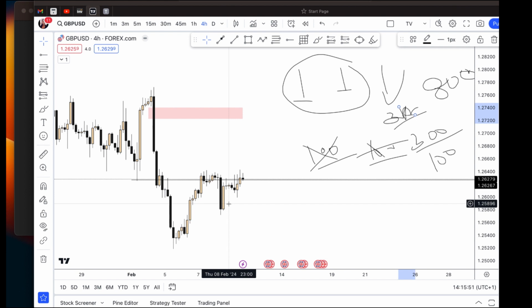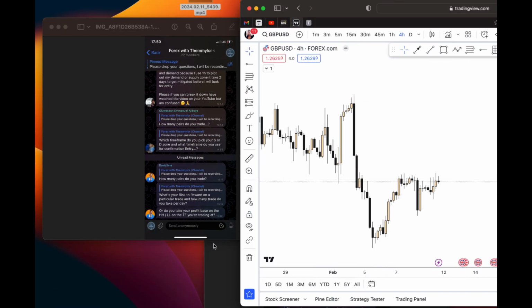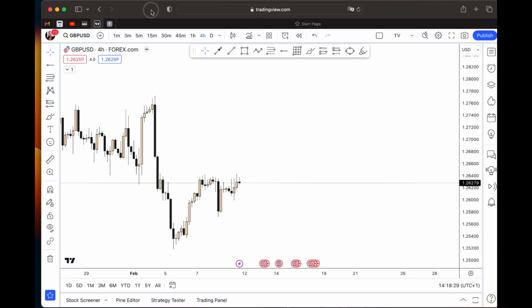Okay, so on to the next question. It says, do you take your profits based on the higher high or lower low on the time frame you are trading at? So I get asked this a lot, do you take your entry on a particular time frame and take your profits there? For me, I've said it several times, I don't trade a particular time frame. For me, I go from time frame to time frame.